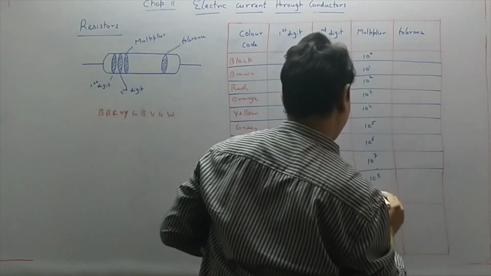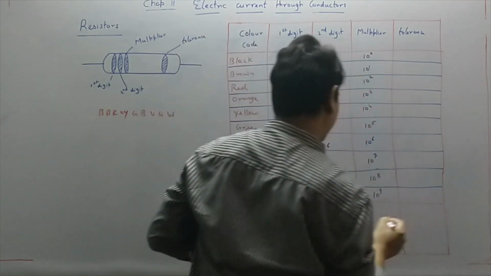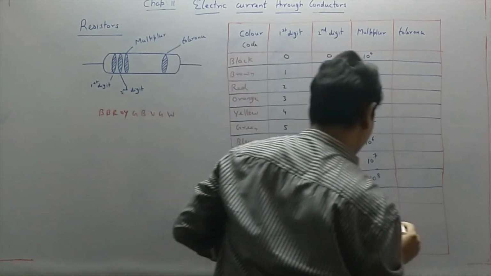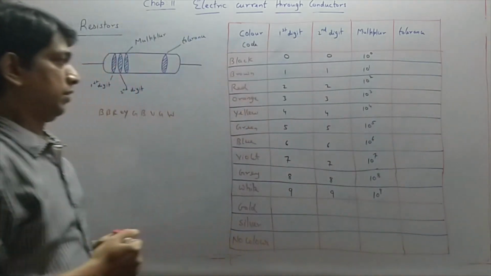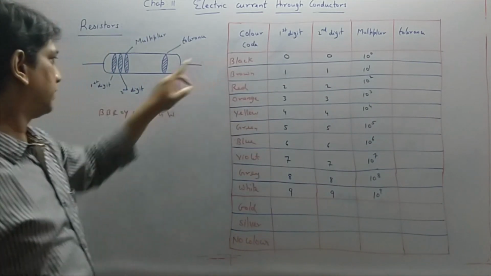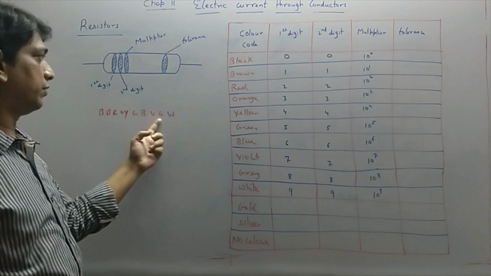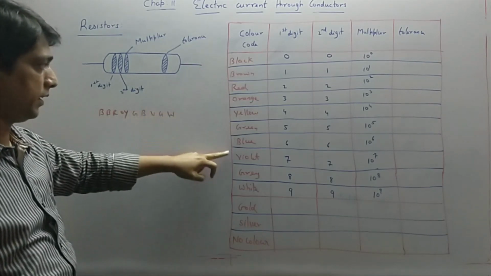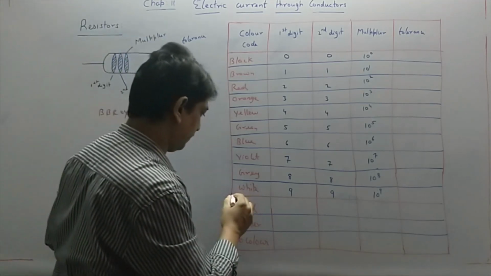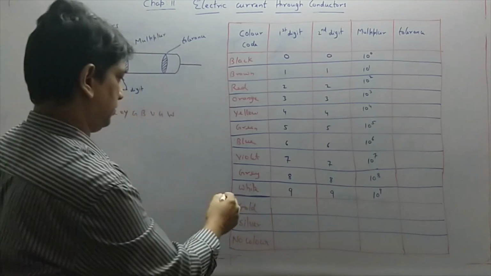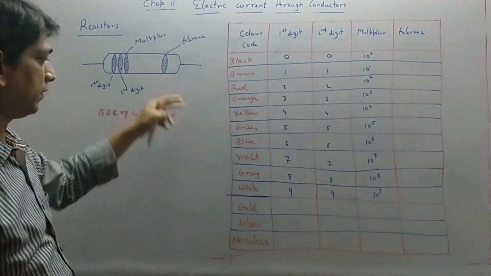Now this table I told you how you are going to remember. Okay, students. So here you are going to remember it like B.B. Roy of Great Britain has very good wife. Gold, silver, no color. So till here we are having, till white we are having this basically. This is first three band is going to represent, and the fourth band will represent gold, silver or no color.